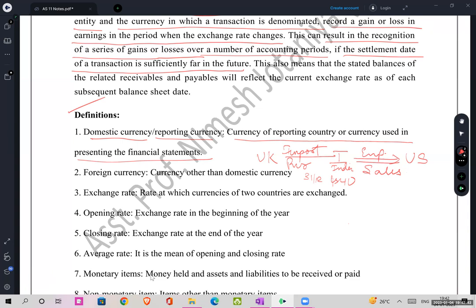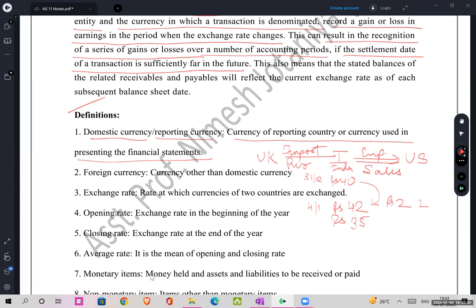So at the time of payment, say on 4th January, the exchange rate became, instead of 40, 42. So don't you think I have to pay 2 rupees more? So this is a loss to me. You can reverse this example. Instead of 42, say it became 35 rupees.